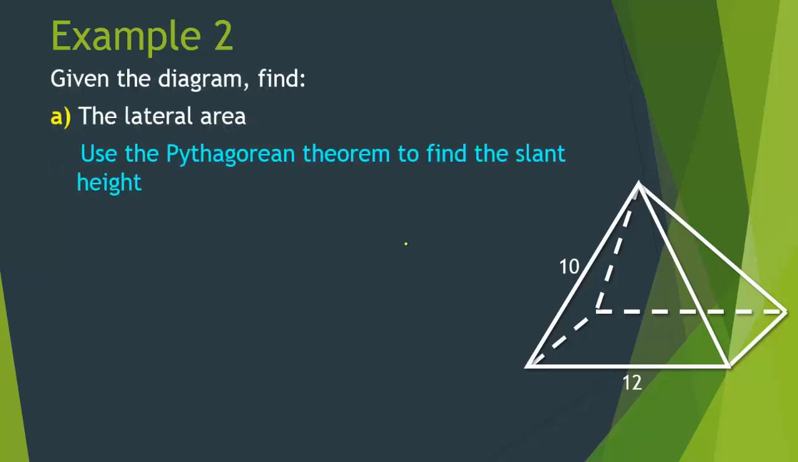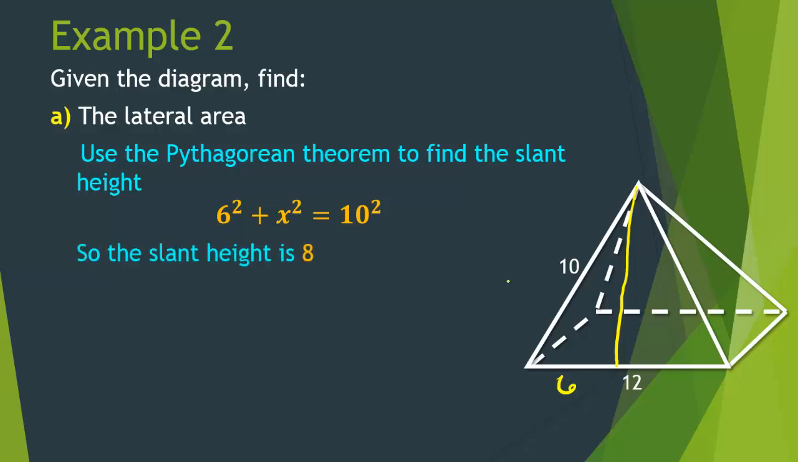We're going to use the Pythagorean theorem to find the slant height. Because what do we know? That's the slant height. If this is 12, then this is 6. So 6 squared plus x squared equals 10 squared, which means that the slant height is 8. Yeah, I know. You guys should know that one by heart by now. That Pythagorean triple. So the slant height is 8.